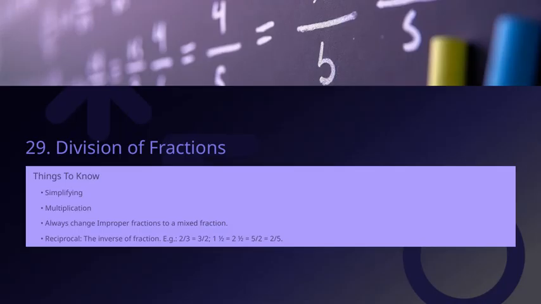Now, let's talk about some important things to know when working with division of fractions. First, simplifying is key. Always look for ways to reduce fractions to their simplest form before multiplying or dividing. Next, multiplication of fractions is straightforward. You multiply the numerators together and the denominators together. But a crucial step before dividing is to change any improper fractions into a mixed number if needed, as it often makes calculations easier. And speaking of fractions, the reciprocal is a really important concept.